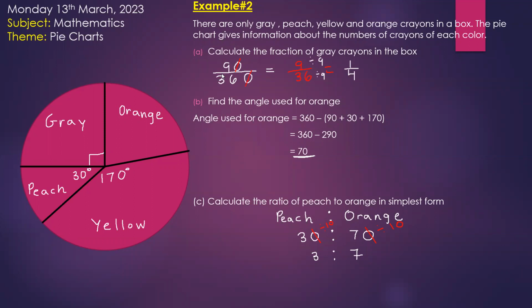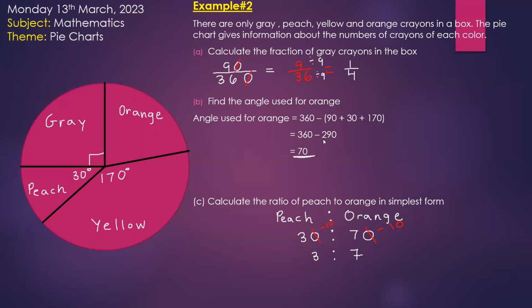For B, it says to find the angle used for orange. To do that, you do 360 take away 90 plus 30 plus 170, which is 290. So you do 360 minus 290, which gives you 70.